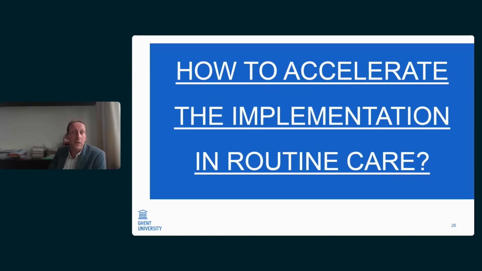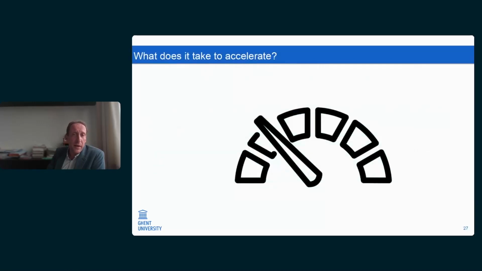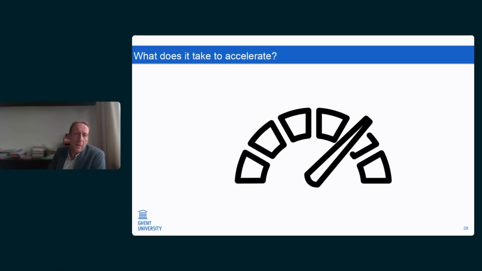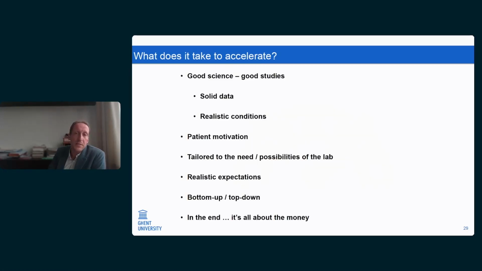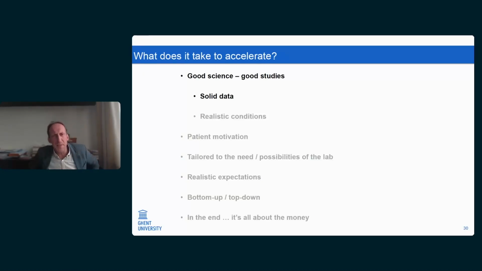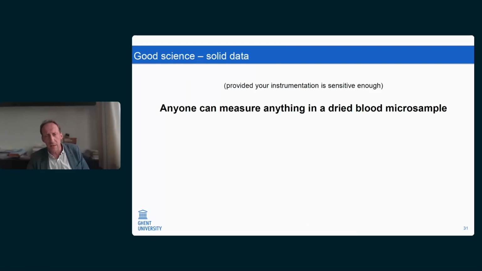So how to accelerate this implementation in routine care? How can we try to move the field forward? So in other words, how can we move from this space to this space? I tried to think about this and listed some points that I think are quite important. First of all, we need good science and good studies. And quite importantly, we need solid data.